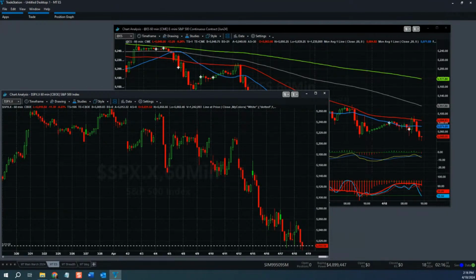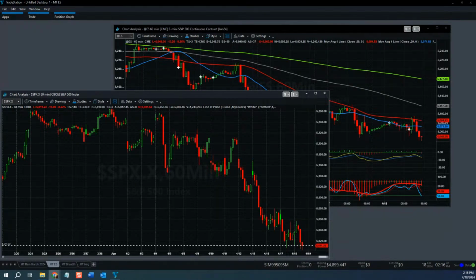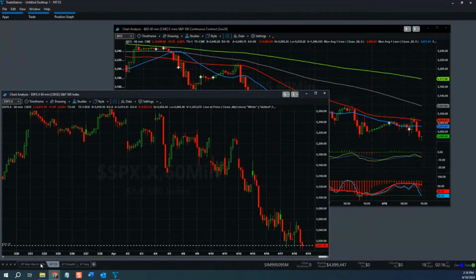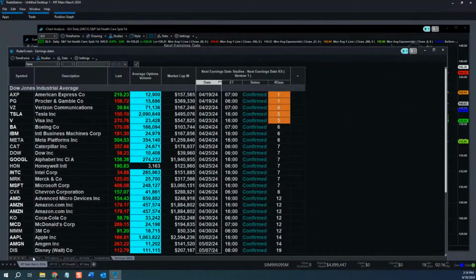So let's go now and look at some of the other things that were interesting. I looked at the 10-year. I wanted to talk about that and that gap from February 22nd. I'm going to quickly zip through now and show you how we use this workspace overall.